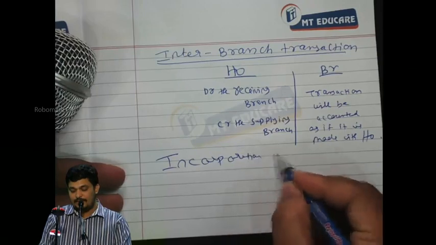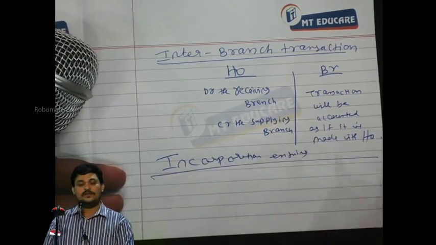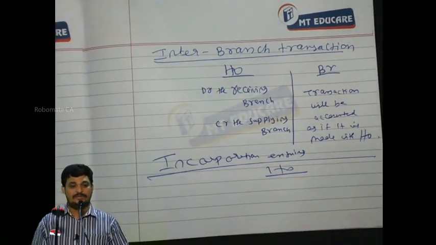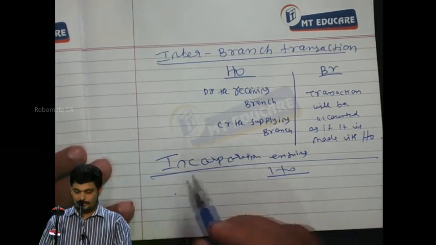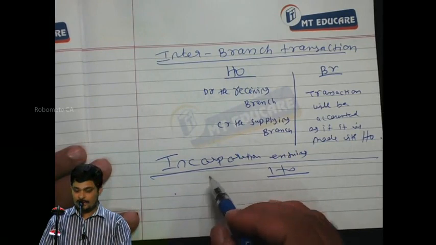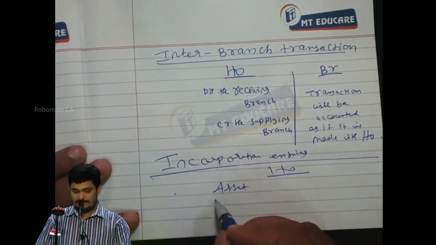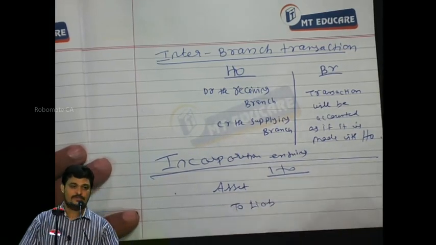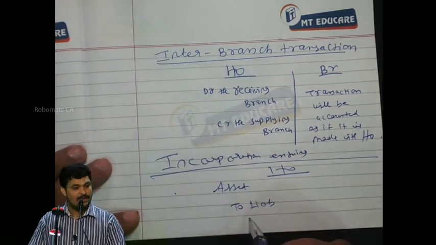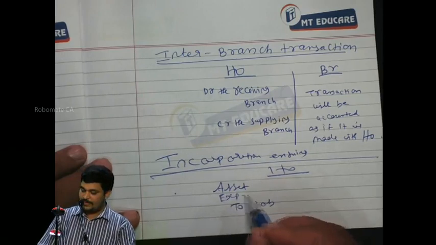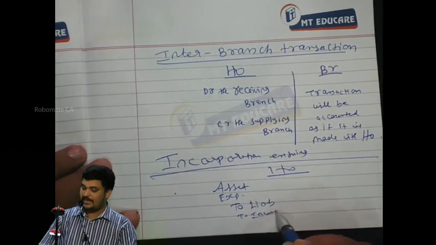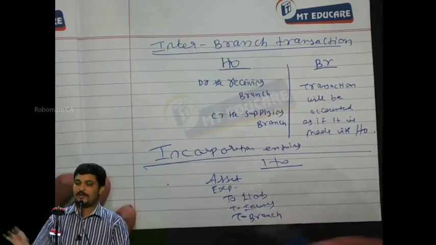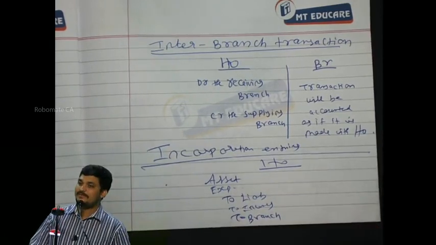What entries? Incorporation entries in the books of head office. What are the incorporation entries in the books of head office, friends? Very good, that's nice. What is the entry? Asset account debit to liabilities account. Expenses account debit to incomes, as well as branch account, whatever balance it was showing, that will be credited. Automatically that account vanishes and this journal entry will be tallied.